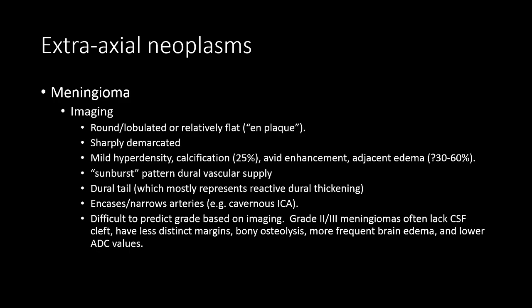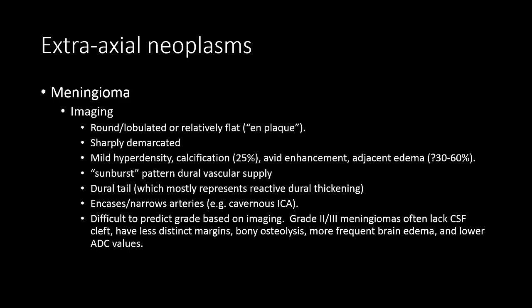Meningiomas can occasionally encase arteries, and when they do, they can sometimes narrow those arteries. This is perhaps most relevant in the cavernous sinus, where meningiomas can sometimes encase and narrow the cavernous internal carotid artery. Pituitary adenomas can also sometimes grow into the cavernous sinuses and encase the cavernous ICA, but they rarely narrow the encased ICA.